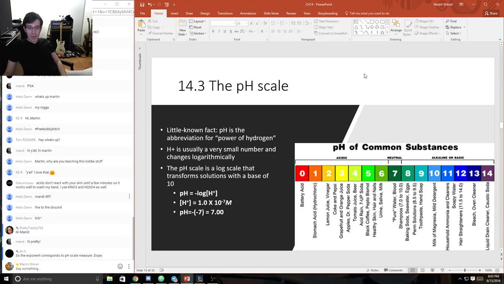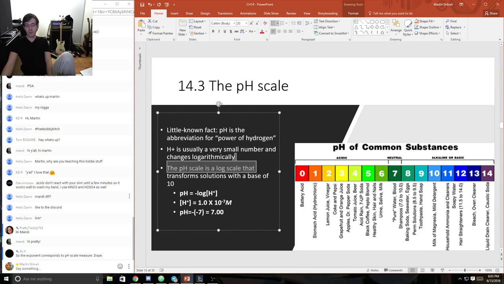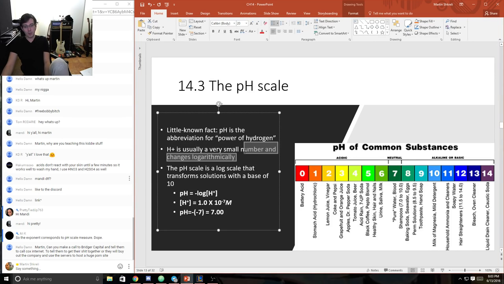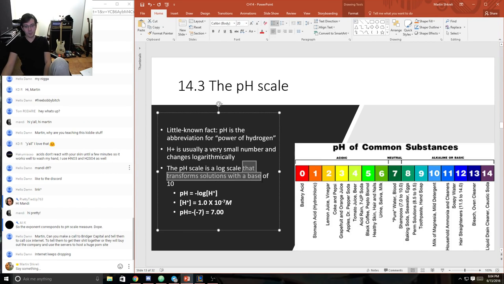So, little known fact, pH means power of hydrogen. The H+ concentration is usually a very small number. It ranges anywhere from 1 to 1 times 10 to the negative 14th, and it's easier to express it as a logarithm. So the pH scale is a log scale that transforms solutions with base 10. If you know a little bit about logarithms, you can do this pretty easily.